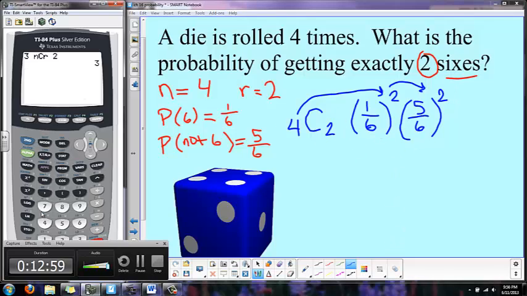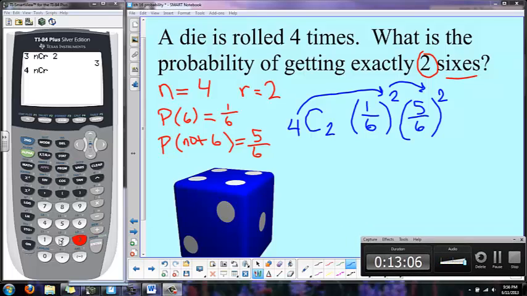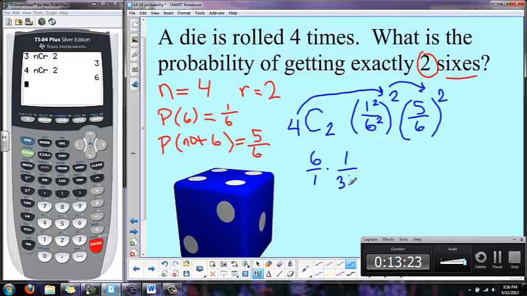Now I'm just going to go through and simplify everything. 4 choose 2 is 6, and I'm going to write it as 6 over 1 because these are all going to be fractions. 1/6 squared is the same thing as 1 squared divided by 6 squared. So 1 squared is 1, 6 squared is 36. Times 5 squared, which is 25, divided by 6 squared, which is 36.